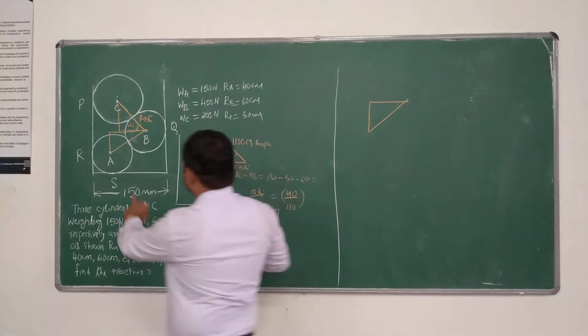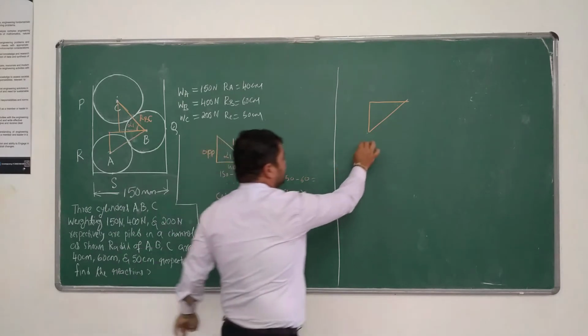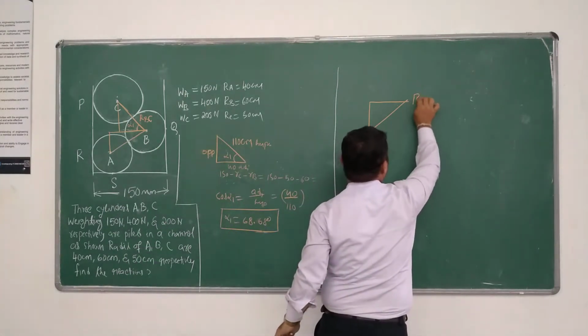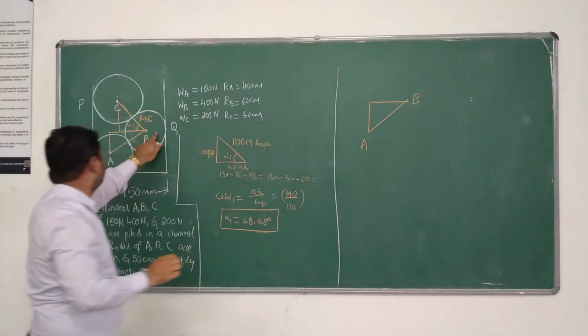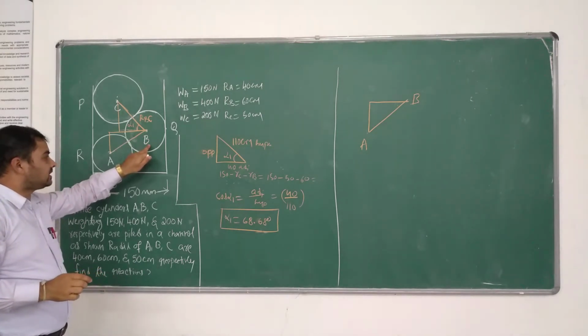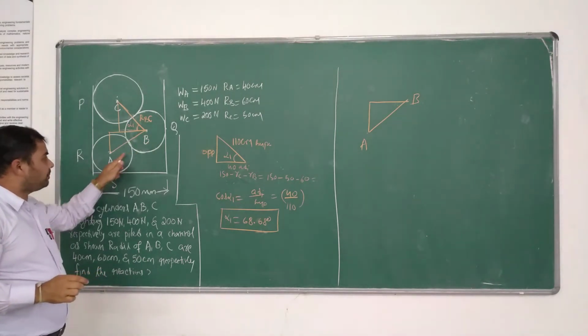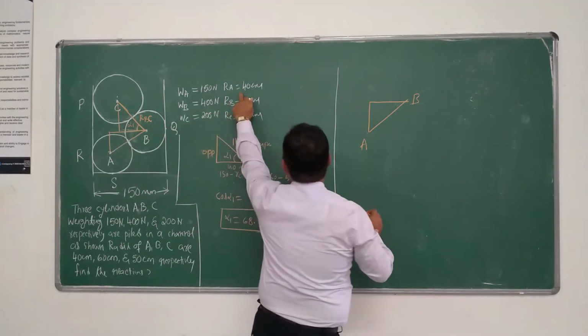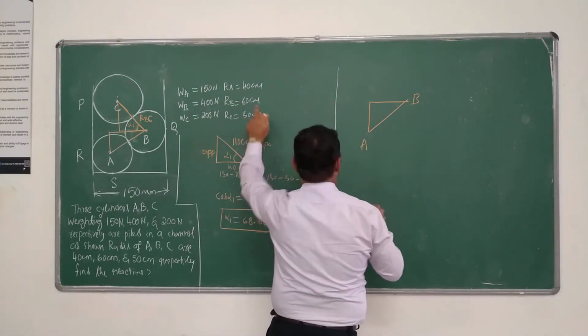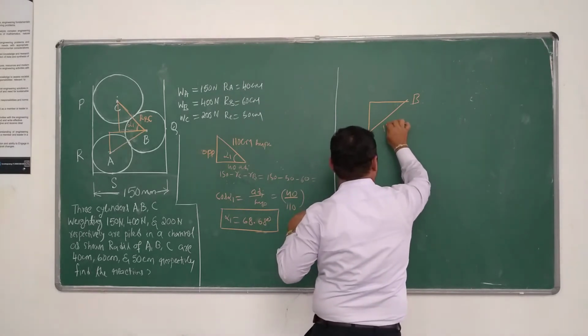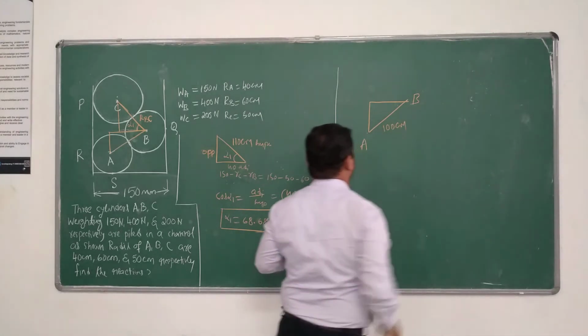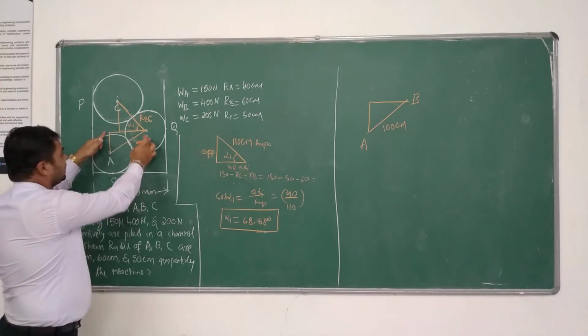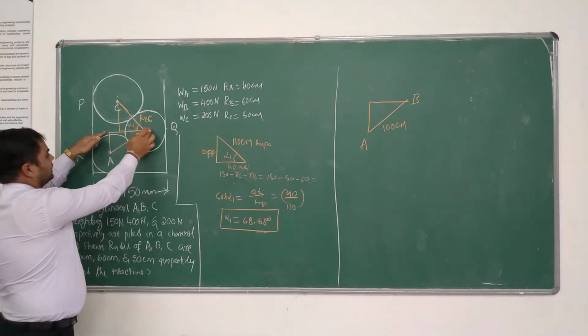So now, this length between A and B, I'll call this A, and this B. The distance between A and B is the sum of the radius of A plus the radius of B. So the radius of A is 40 and B is 60. So the total is 100 centimeters.